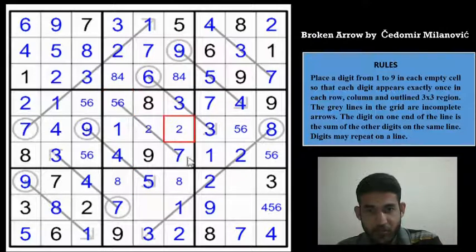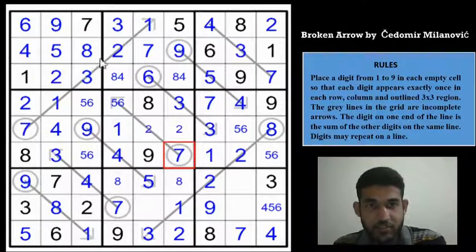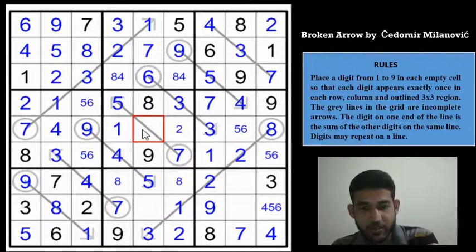And this line can be resolved now, because this can't be the circle. This would have to be the circle, right? And if you have a 5 here, this would be a 2. A 6 can't be there, because that gives us a 1 here. So which means that this is going to be a 5. This is going to be a 2.